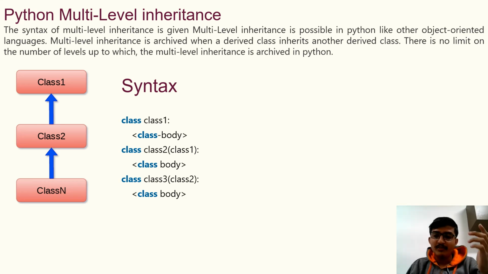Now we have the syntax. We have to create the first class and write its body. Then the second class must be derived from the first class. If we create a third class, then the third class must be derived from the second class. If you create a fourth class, it must be derived from the third class, and so on. This is the syntax: by using class 1 we created class 2, by using class 2 we created class 3, until class n. Let's move on.